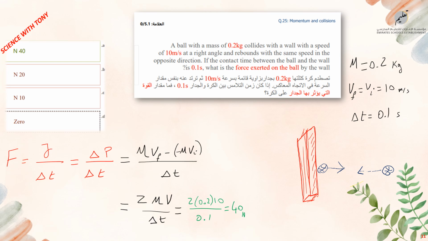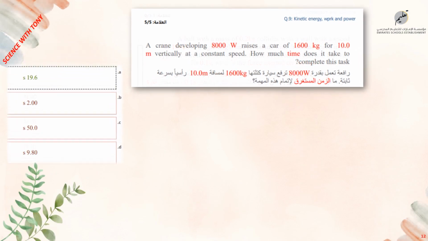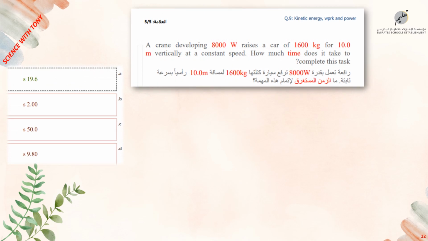We continue with question 10. A crane developing 8,000 watts raises a car of 1,600 kg for 10 meters vertically at a constant speed. How much time does it take to complete this task?